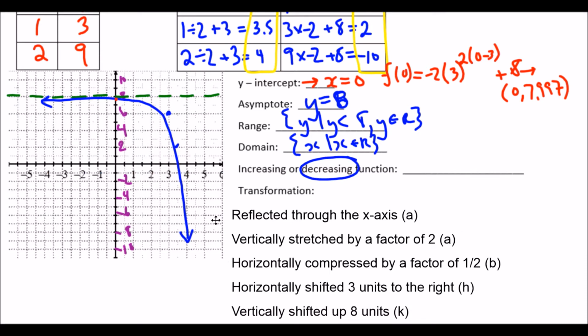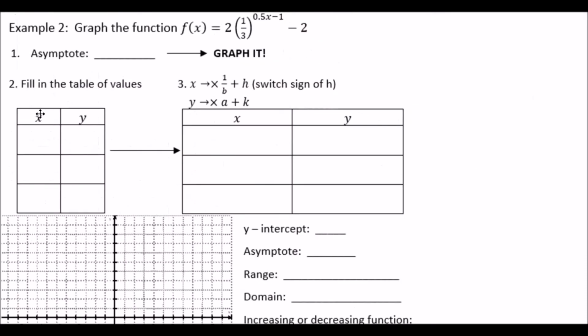All right, let's do the next one, example 2. So we're going to graph this guy. Asymptote, well, pretty straightforward.